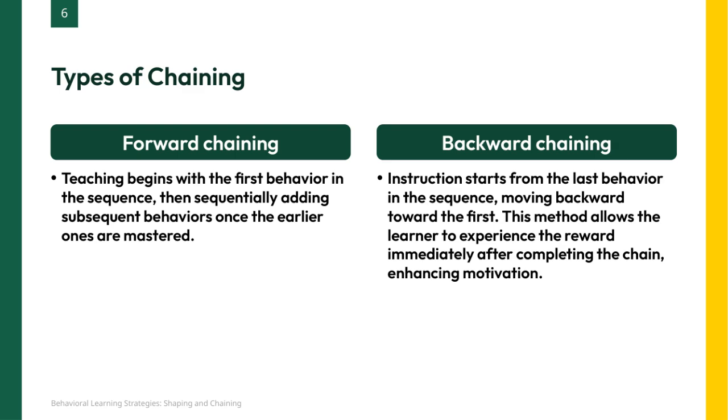On the other hand, backward chaining takes a different approach. Here, instruction begins with the last behavior in the sequence, then moves backward toward the first step. One major advantage of backward chaining is that the learner gets to experience the reward or successful completion right away, which can boost motivation significantly. By finishing the chain first, the learner sees the immediate result, encouraging them to keep going. Both methods are effective, but they serve different needs depending on the learner and the task.